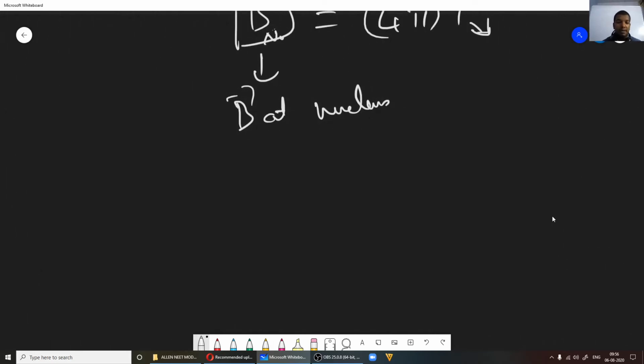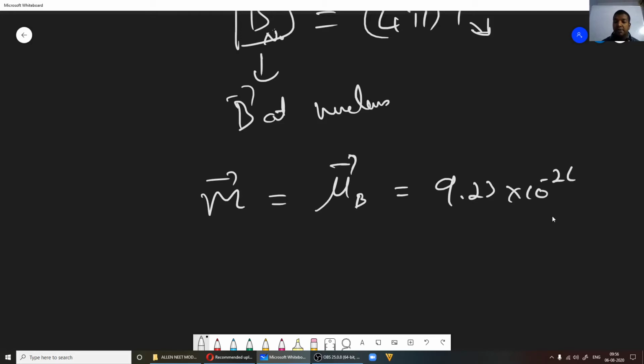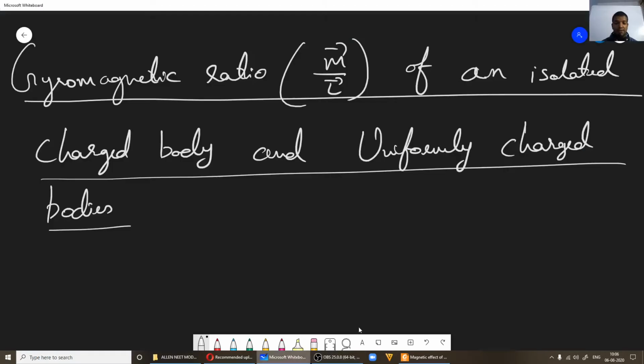Now what about magnetic moment here? So magnetic moment, as we all know, it is equal to Bohr magneton, right? So that was 9 point, because we are considering the first orbit, so 9.23 into 10 power minus 24 ampere meter square.